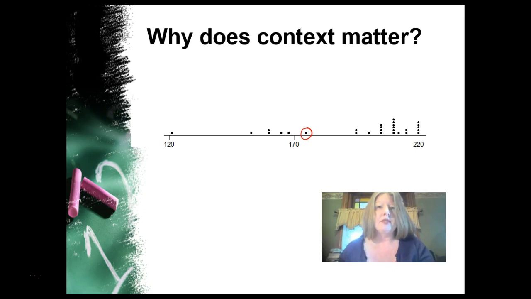So just looking at this line and looking at these dots without context, it makes it really hard for us to know what we're looking at. I have no idea, for example, what these dots even represent. I don't know what these numbers represent. What are these quantities? I can certainly see that there's one individual way down here, there's kind of a group up here, and there's another group here.